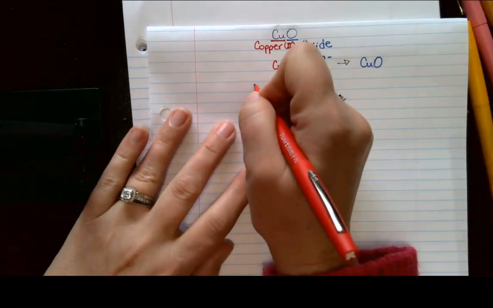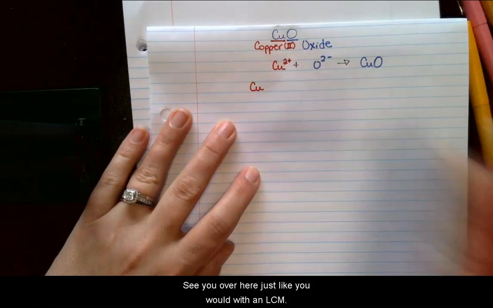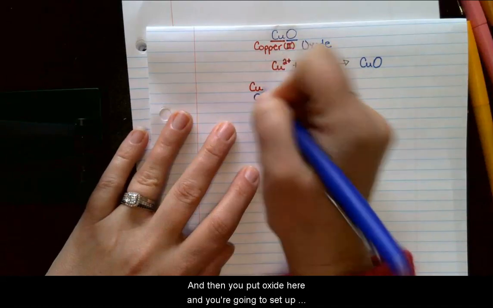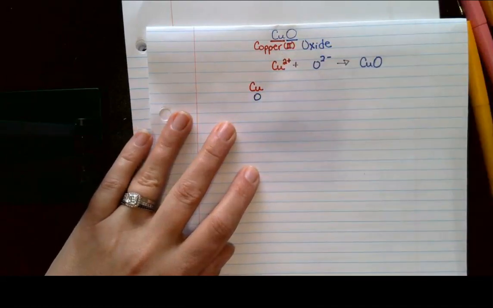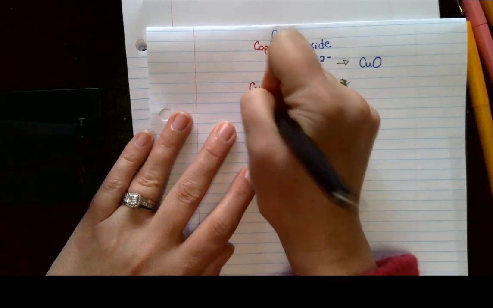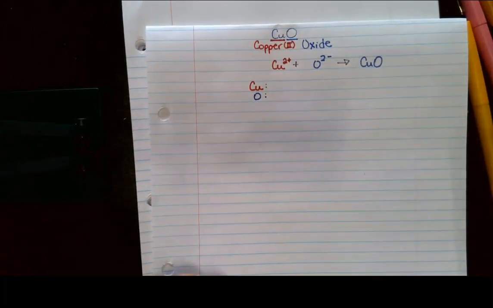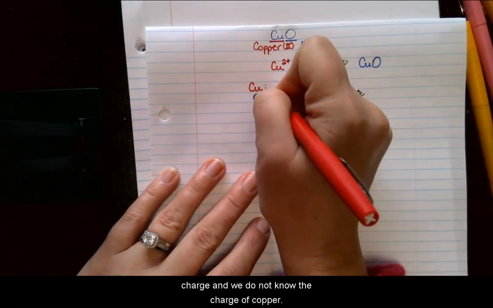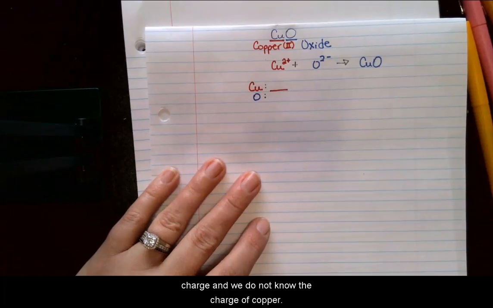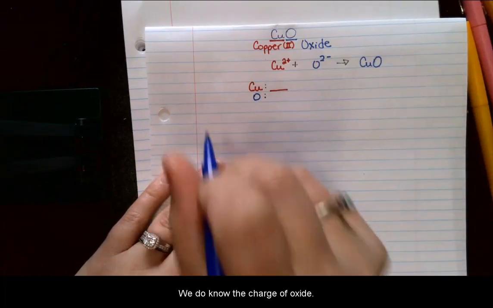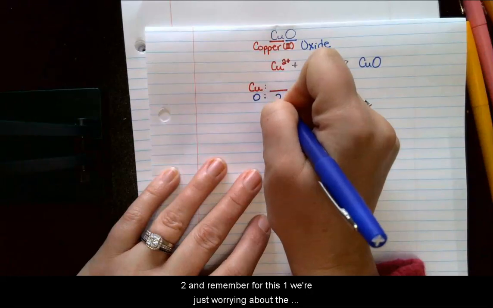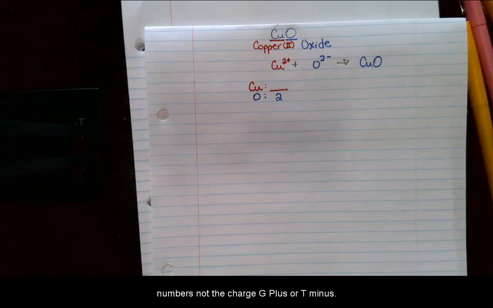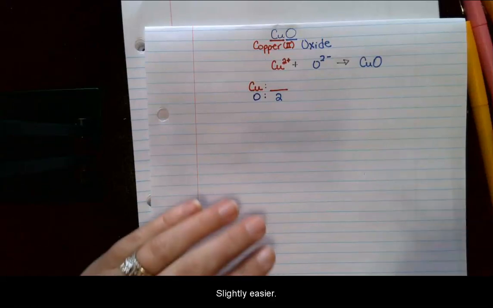So you put Cu over here, just like you would with an LCM, and then you put oxide here. And you're going to set up the LCM in the exact same way. So that first column is going to be your charge. And we do not know the charge of copper. We do know the charge of oxide is 2. And remember, for this one, we're just worrying about the numbers, not the charge 2 plus or 2 minus. It makes it slightly easier.